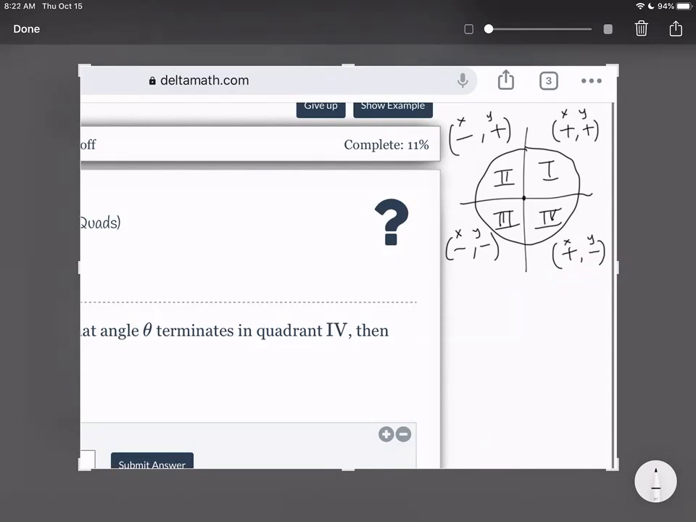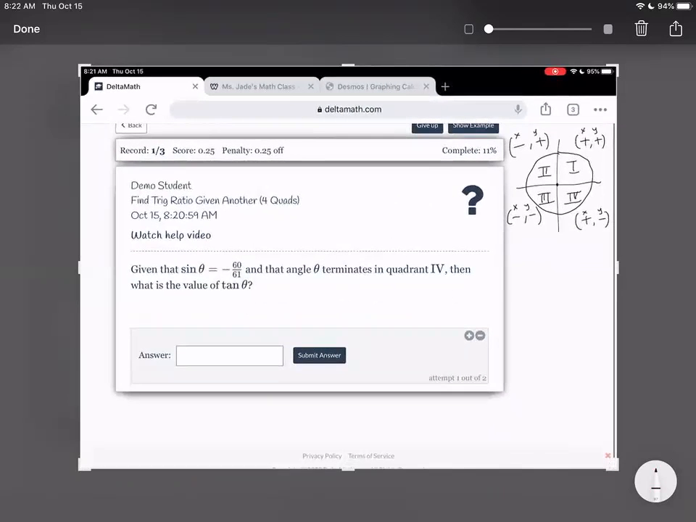Okay, so here's the circle, and we're going to use this information when we do this problem. They say that sine is negative 60 over 61, and the angle theta terminates in quadrant 4. We want to find the value of tangent. So let me draw a circle.